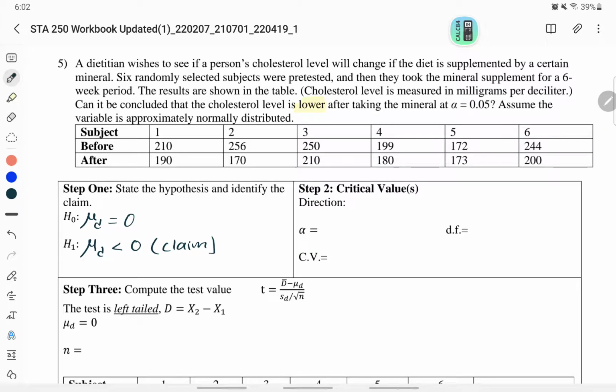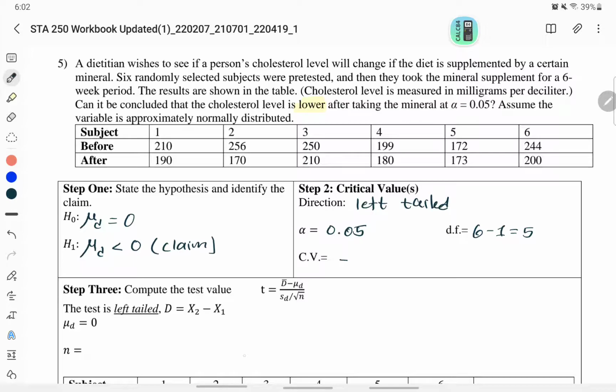We know it's a dependent samples t-test, and we know it is a left tail test. The alpha is 0.05. My degrees of freedom, I have 6 subjects, so 6 minus 1 is 5. Because it is a left tail test, we know the critical value must be negative.